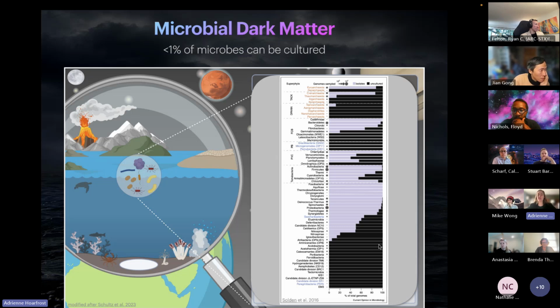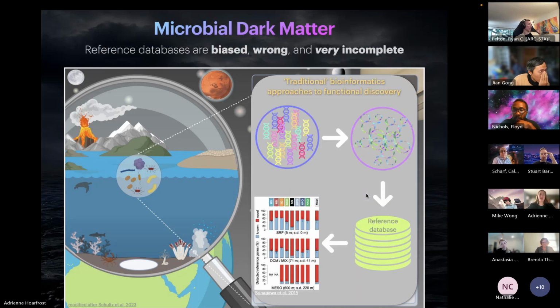So that's these black bars here. You can see this is a list of microbial phyla, and we have cultured representatives for some rather small fraction of them at the phylum level. That's a pretty big taxonomic category, right?